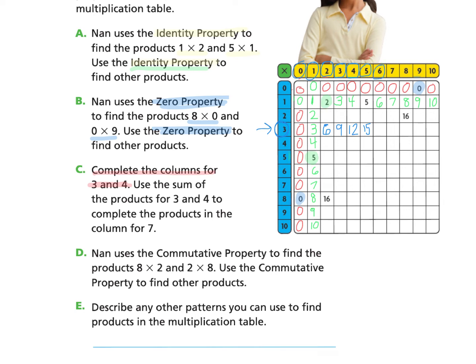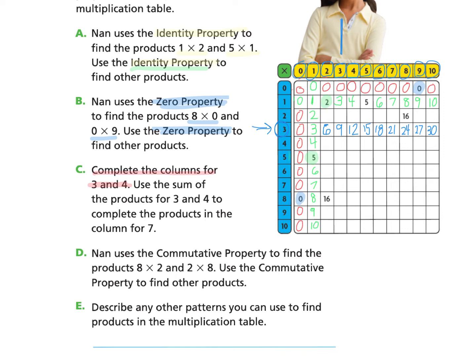3 times 6, that's 3 more than 15, so that would be 18. 3 times 7, and that would be 21. And 3 times 8 is 24. And 3 times 9 is 27. 3 times 10 is 30. And the great thing is that now we've done this horizontally.